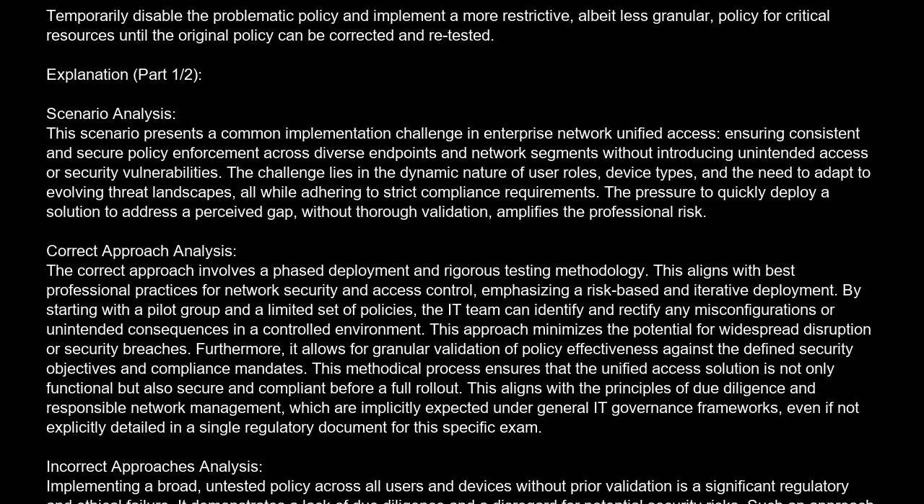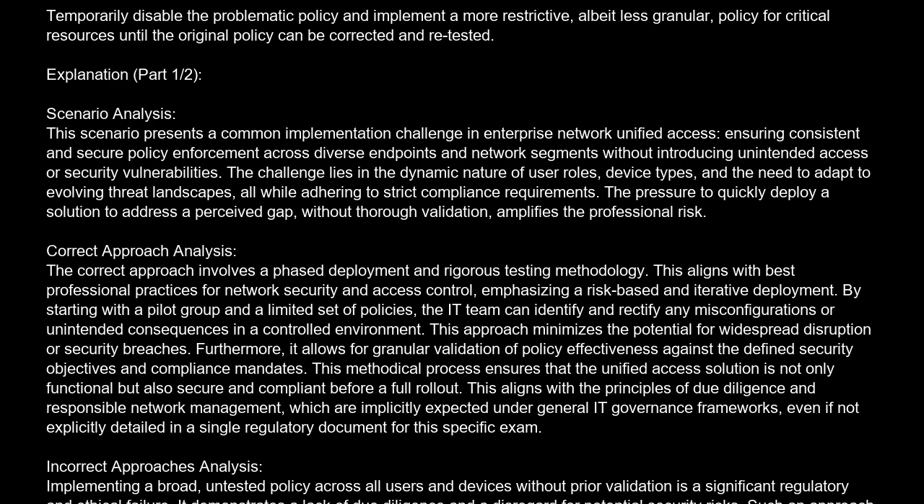Explanation. Scenario analysis. This scenario presents a common implementation challenge in enterprise network unified access: ensuring consistent and secure policy enforcement across diverse endpoints and network segments without introducing unintended access or security vulnerabilities. The challenge lies in the dynamic nature of user roles, device types, and the need to adapt to evolving threat landscapes, all while adhering to strict compliance requirements. The pressure to quickly deploy a solution to address a perceived gap without thorough validation amplifies the professional risk.